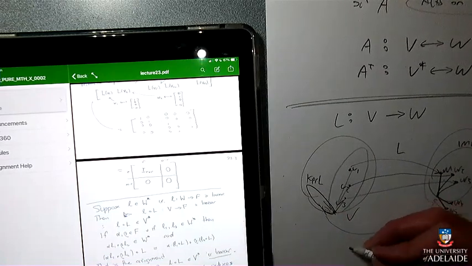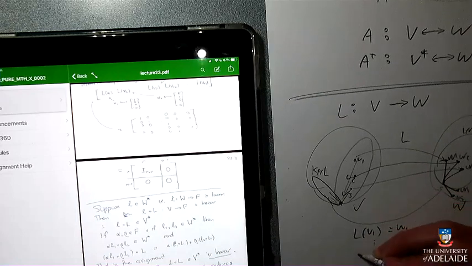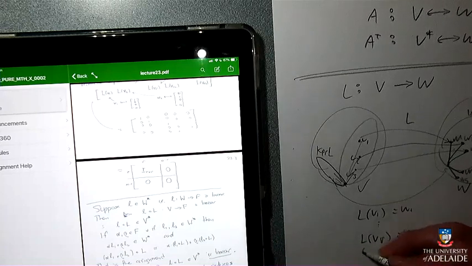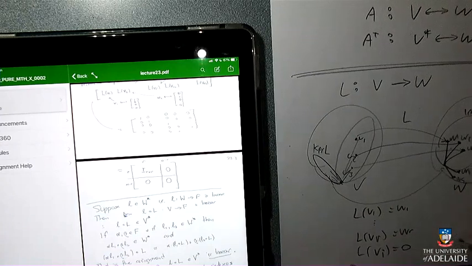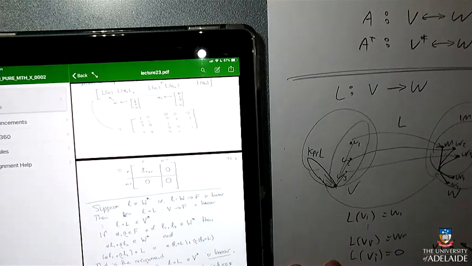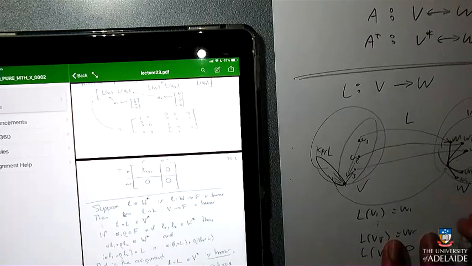Okay, so we've got that L of V1 is W1, and then L of V, however many there are. We haven't got an N. Is it N? R. It's WR. And then L of the rest of the V's is 0. For VI in the kernel, right?